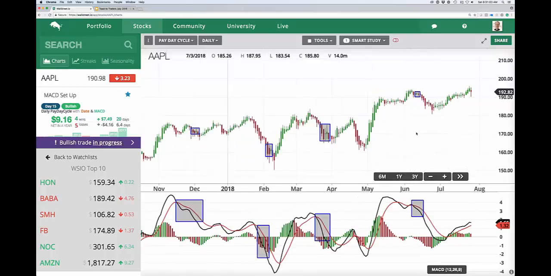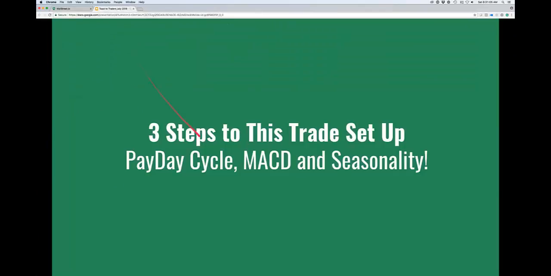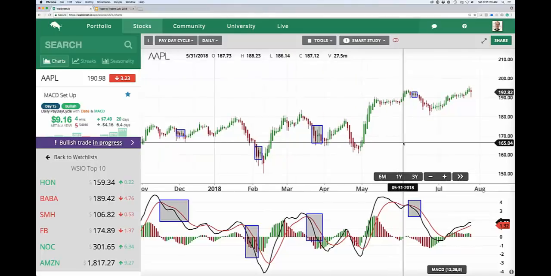So let me see if I can wrap up the secondary rule. The first step was payday cycle. The second step was the MACD, and we're going to jump into seasonality in a second, but I just want to make sure everybody has their questions answered about the second rule. First one was payday cycle. Second one was MACD. And again, when the MACD is bearish, you're going to have shorter bullish payday cycles. When the MACD is bullish, you'll have longer bullish payday cycles. Okay, does that make sense to everybody?